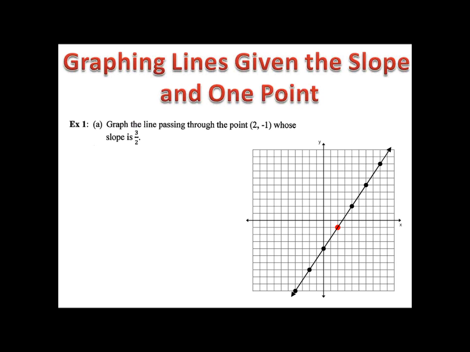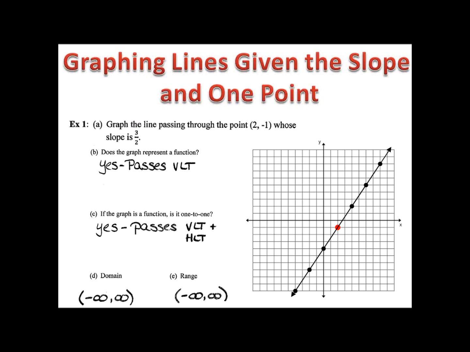Then I can answer a whole lot of questions about it. Does it represent a function? Yes, it passes the vertical line test. Is it 1-to-1? Yes, it passes both the vertical and horizontal line tests. What about the domain and range? The domain is left to right. It goes in both directions infinitely, so we have from -infinity to positive infinity. The range is from bottom to top. Again, it goes down forever and up forever. Our range is from -infinity to positive infinity.